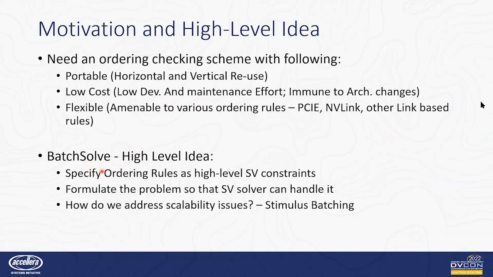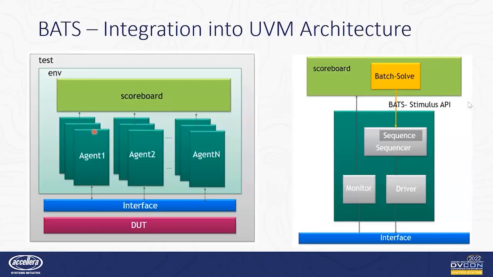So at a very high level, the idea of BatchSolve is to specify ordering rules as high-level SystemVerilog constraints, and then formulate this problem so that the SystemVerilog solver can handle it. But since it's an NP-complete problem, as the number of memops increases, finding the global order using the solver scales exponentially. So how do we address this scalability issue? We do it through something called stimulus batching. In subsequent slides, we'll first discuss how stimulus batching is done, and then we will discuss how we can formulate this problem so that the SystemVerilog solver can solve it.